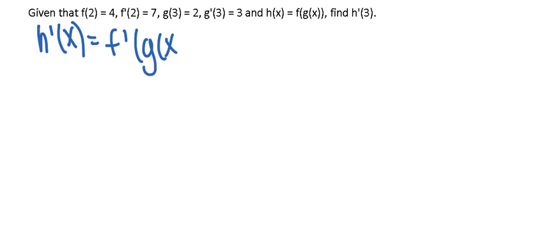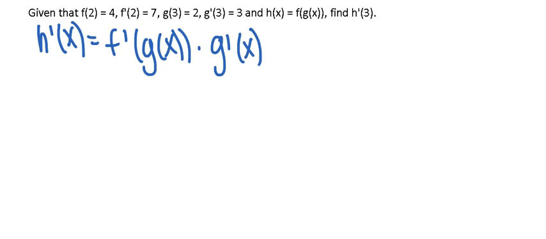Our last example is an application problem. Given that f of 2 equals 4, f prime of 2 equals 7, g of 3 equals 2, and g prime of 3 equals 3, and that h of x equals f of g of x, find h prime of 3. First we take the derivative of h of x. H prime of x equals f prime of g of x times g prime of x.